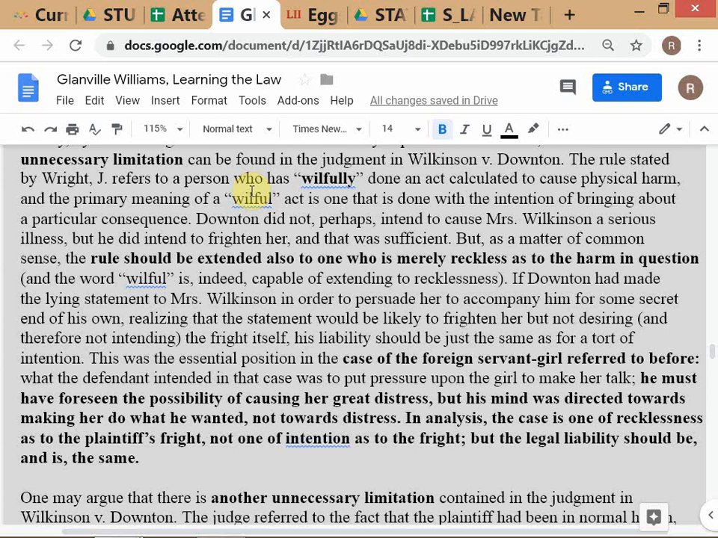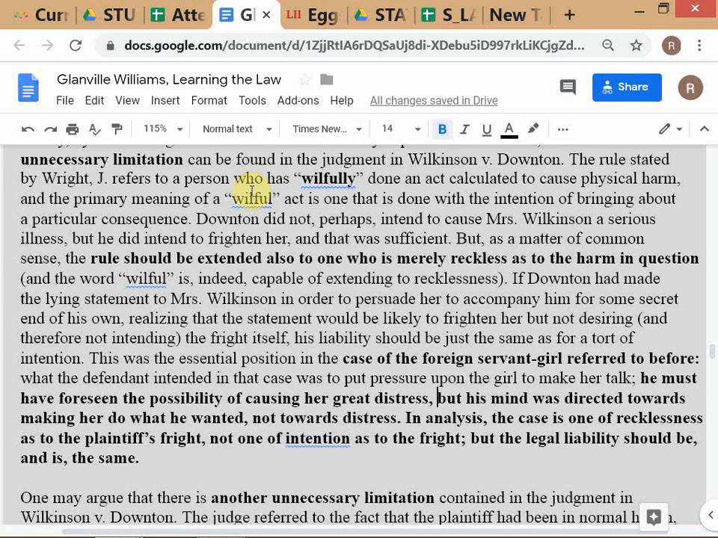So what the court is doing in Javier versus Sweeney is, while they approve of Wilkinson v. Downton, the rule that the judge laid down in Wilkinson v. Downton was that he has to willfully do an act, right? But here the court is saying this is a good rule, but we can make it a little bit wider: even if you are not willfully, directly intending the distress of the servant girl, but your actions are so reckless that any normal person should have been able to foresee that your actions are likely to cause her distress.